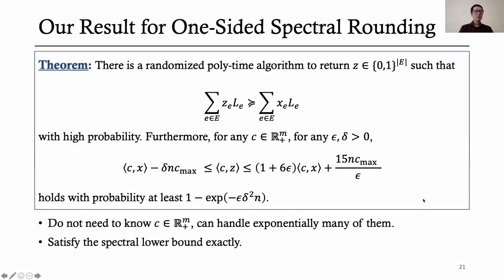And we remark that our algorithm does not need to know the linear constraints in advance. And we can handle up to exponentially many of the non-negative linear constraints because the failure probability of each of them is exponentially small. We can also show that this upper bound is best possible. We have some tight examples. Our first main result for network design is just a simple consequence of this theorem. Then let's consider our algorithm.